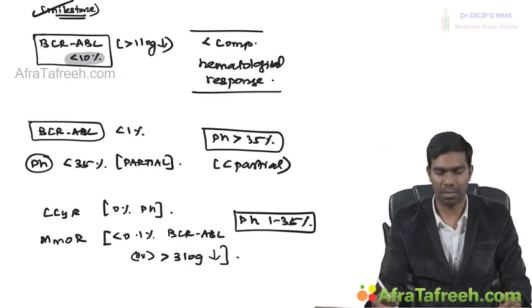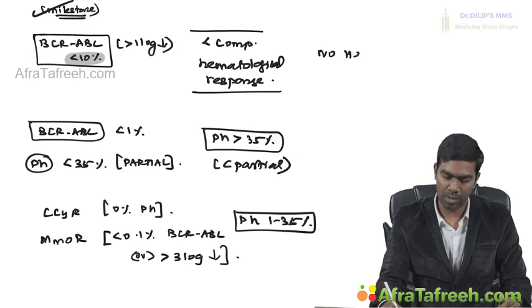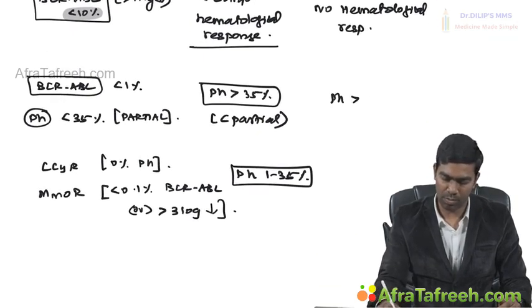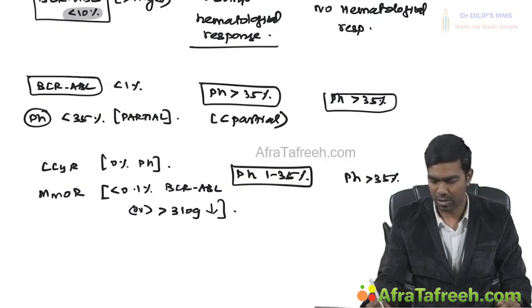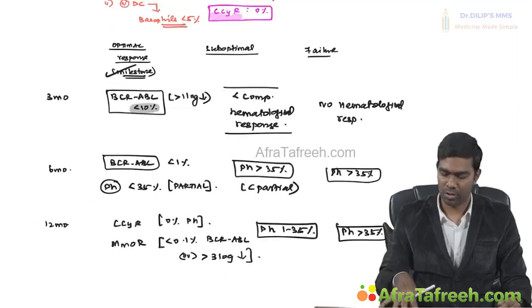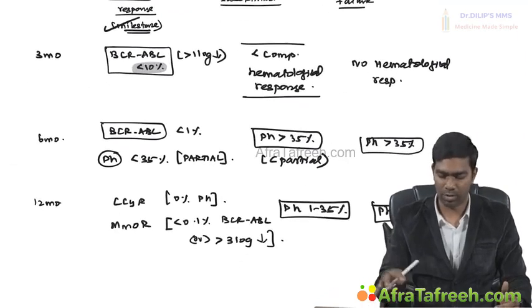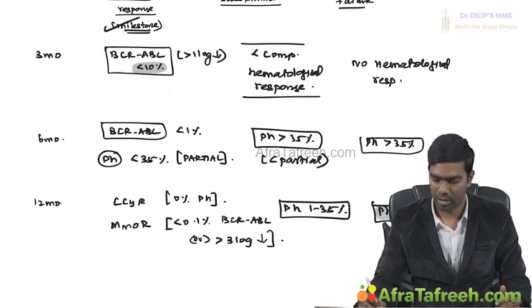What do you mean by treatment failure? Complete treatment failure: if you have no hematological response at 3 months, or if Philadelphia chromosome is more than 35% at 6 months. Philadelphia chromosome more than 35% is regarded as a failure. Clear? So, Philadelphia chromosome more than 35% is a treatment failure.